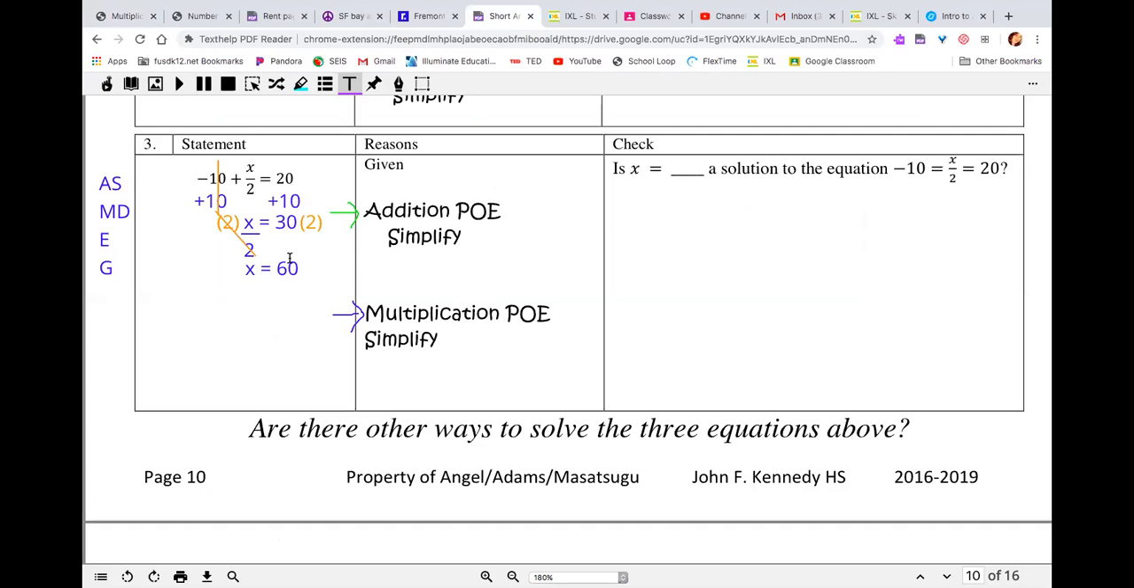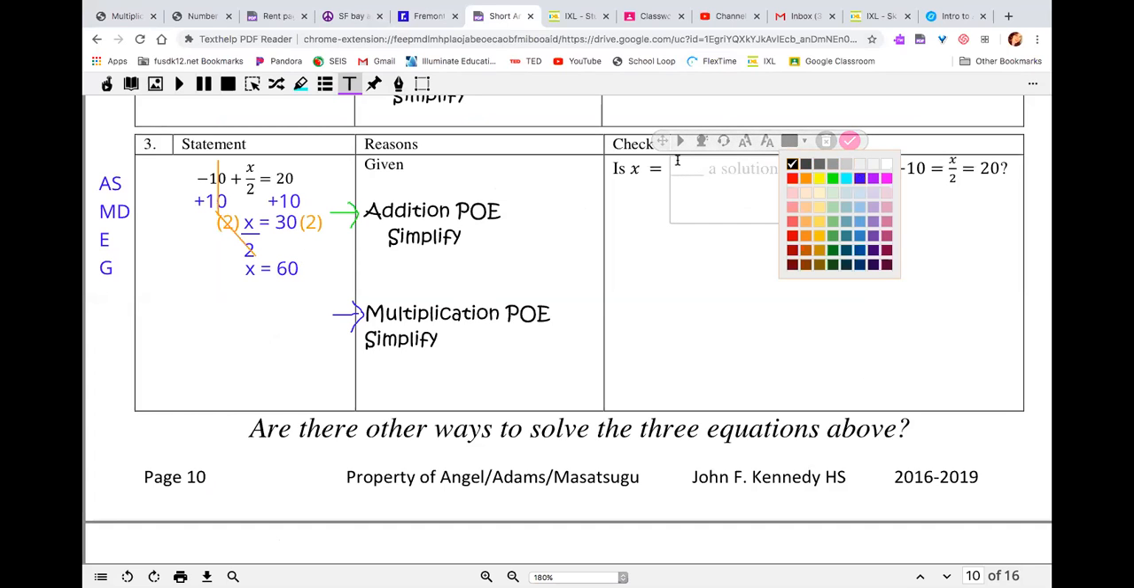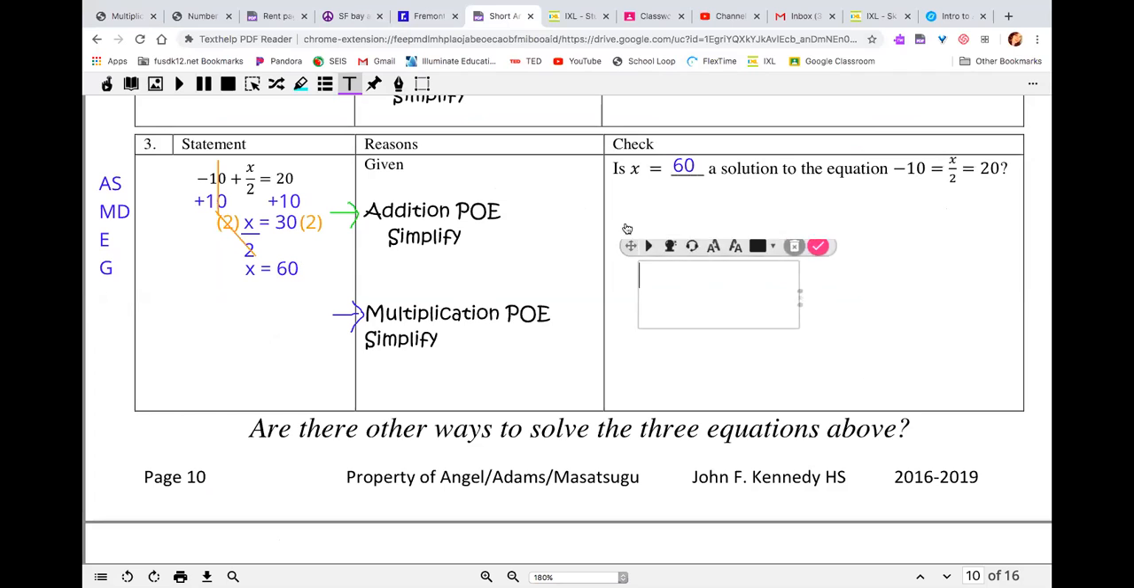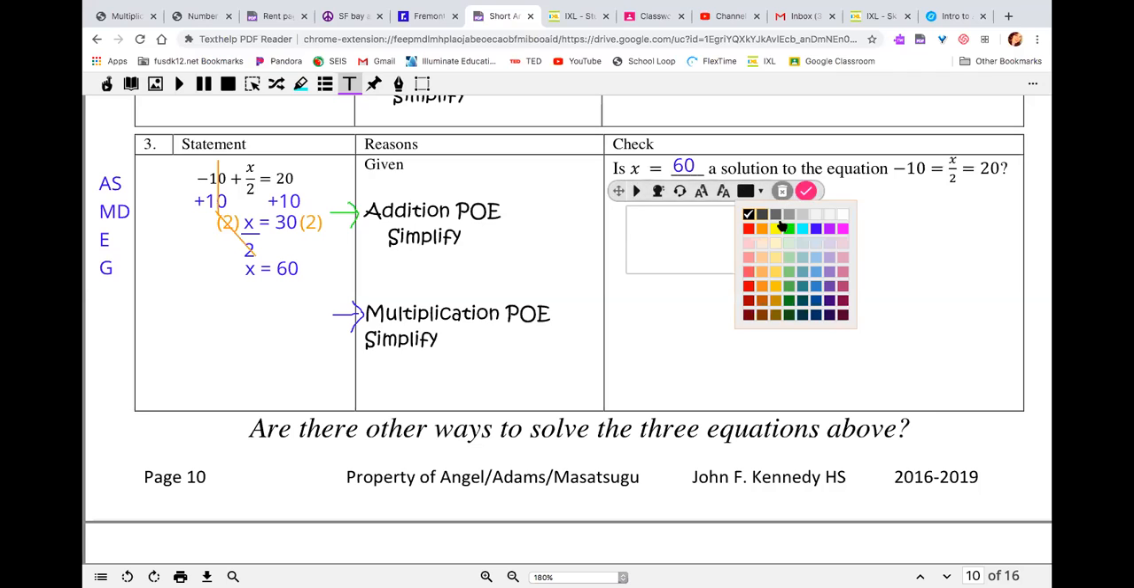Now what am I doing with this answer? Rewrite it. Rewriting it in this little space provided to me. Okay. I want to check. I'm answering, is x equal to 60 a solution to the equation? Right.